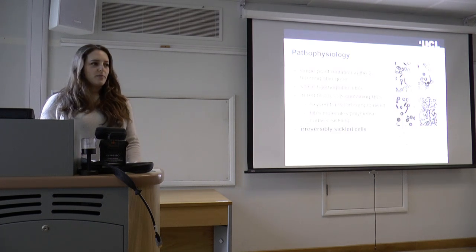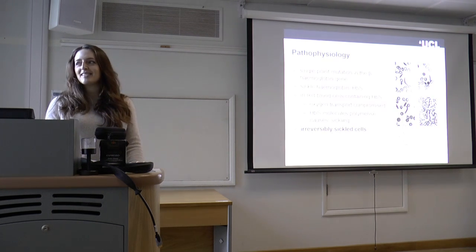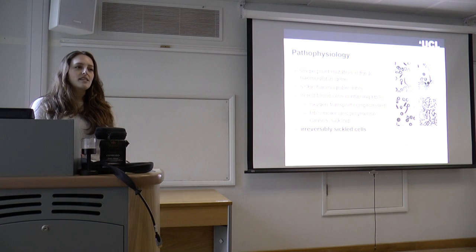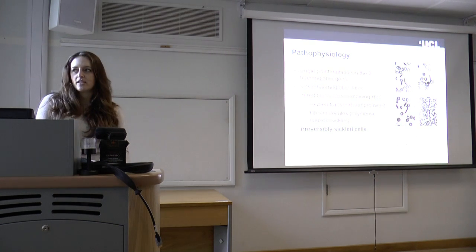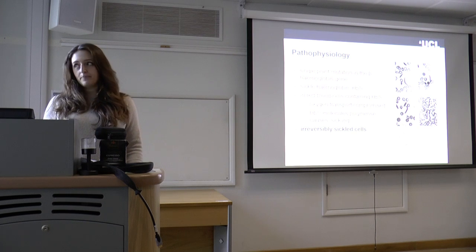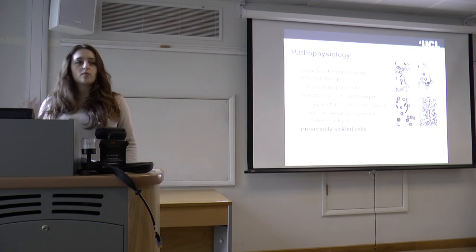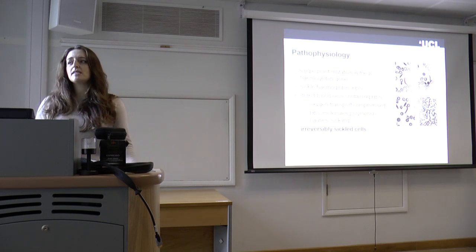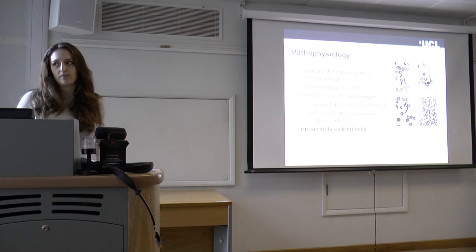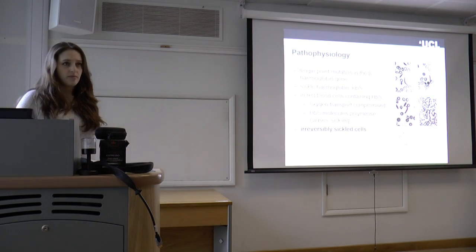So, we'll jump right in. Sickle cell disease is a recessive genetic disorder. It's caused by a single point mutation in the beta hemoglobin gene, which converts a normal hemoglobin A to sickle hemoglobin S. And basically, in red blood cells containing sickle hemoglobin, oxygen transport is compromised.